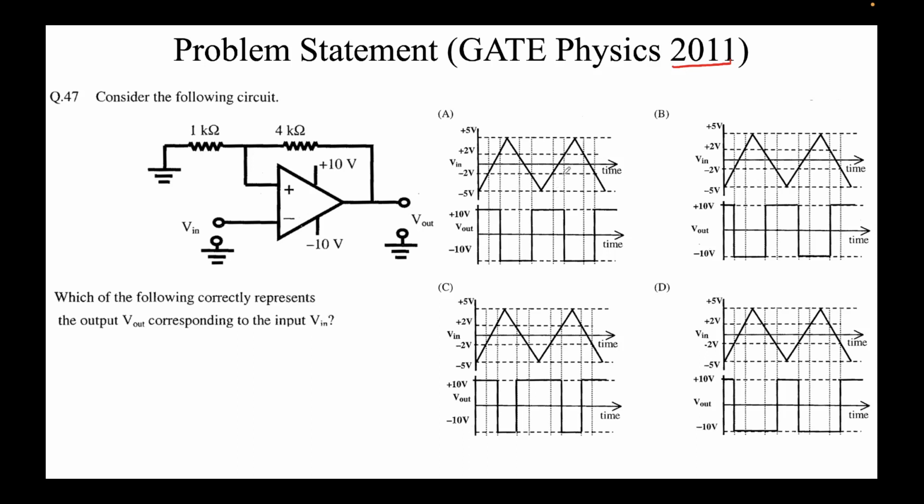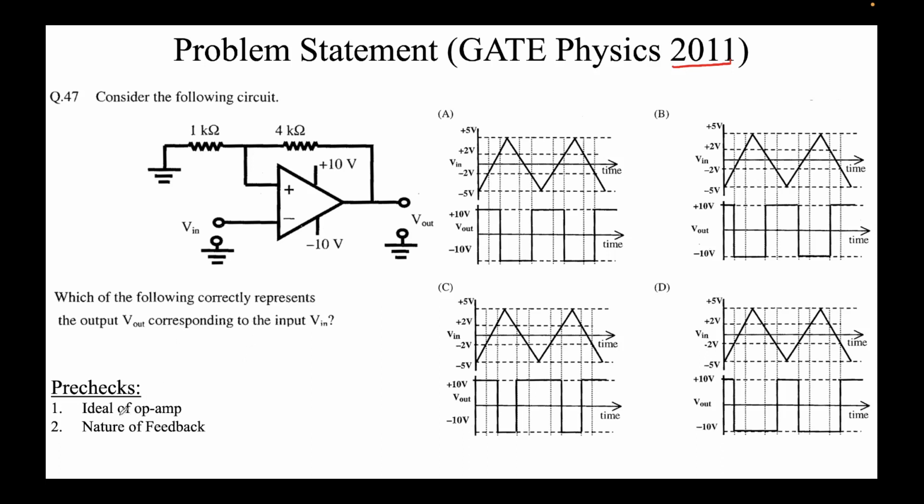So the input we are giving is a triangular waveform, and we are required to find the output waveform. Only one option is correct among the possible 4 options. Before we try to go ahead and solve this problem, we just need to do some pre-checks so that we can apply the standard op-amp formula or not.